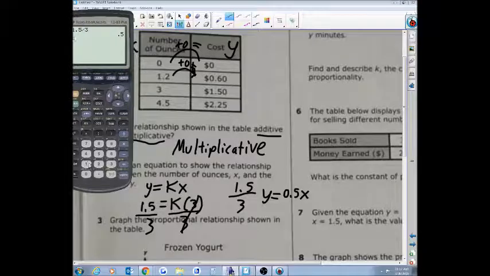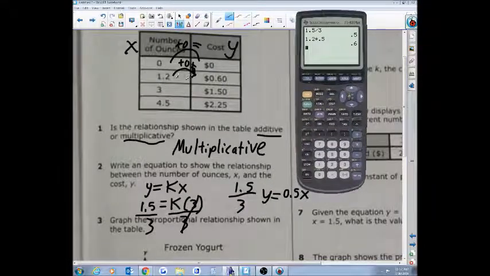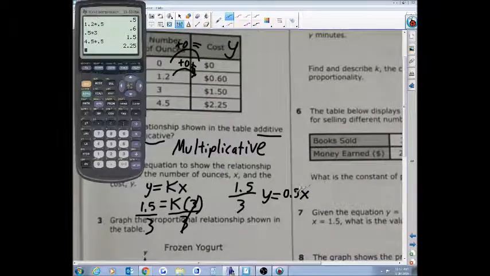So 1.2 times 0.5 equals 0.6. So yep, there we got our Y. When we substitute our X, we got our Y. So let's do it for 3 just to make sure. So 0.5 times 3, and yep, it gives me $1.50. And 4.5 times 0.5, remember order doesn't matter with multiplication, gives me 2.25. So that's my equation for this relationship right here.